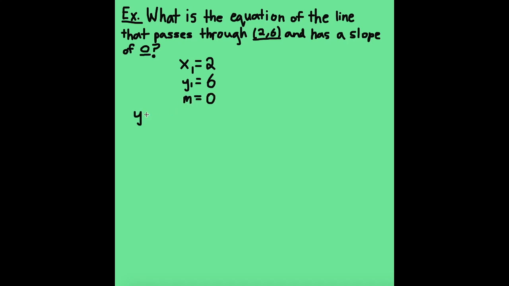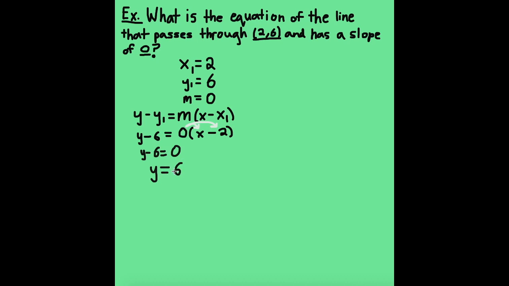Point slope form is y minus y1 equals m times x minus x1. So let's substitute the numbers we have. So we will get y minus 6 equals 0 times x minus 2. Then we will distribute. 0 times x is 0, and 0 times negative 2 is 0. So we have y minus 6 equals 0. Then we will put y on one side and everything else on the other side. We will get y equals 6.